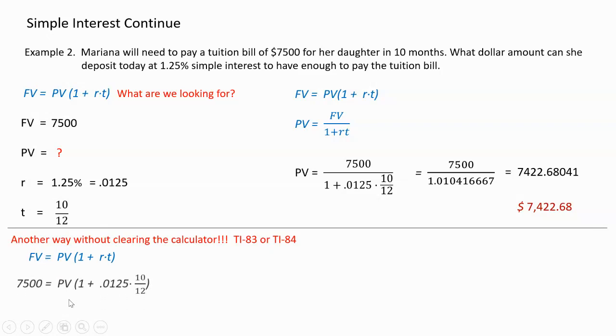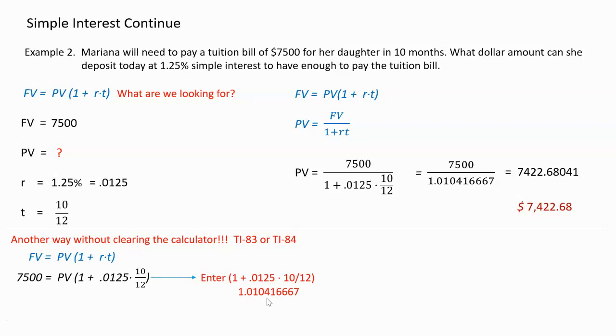So this is my formula. Now I'm going to enter in the calculator just the way it is here, with parentheses, 1 plus 0.0125 times 10 divided by 12. If you put it just the way it is and enter, you should get that as the answer.